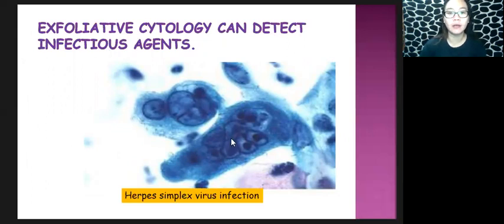So this is an image of your herpes, sorry, herpes simplex virus infection. Remember, this is misplaced; maybe I forgot to move it up. So this is one of the applications of your exfoliative cytology. We can differentiate cancer from infections.